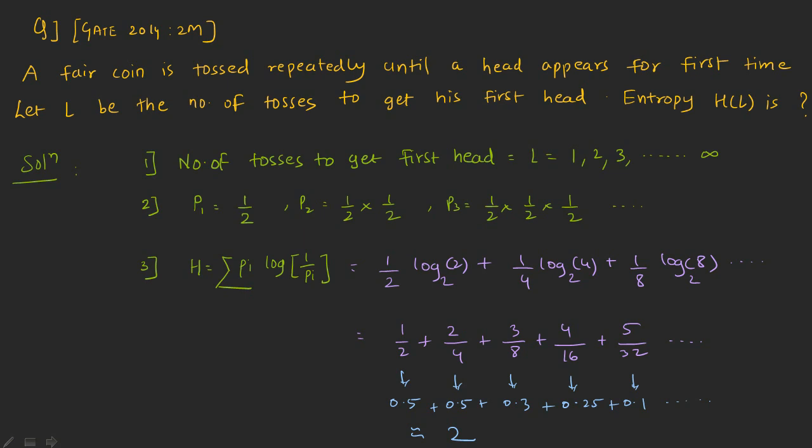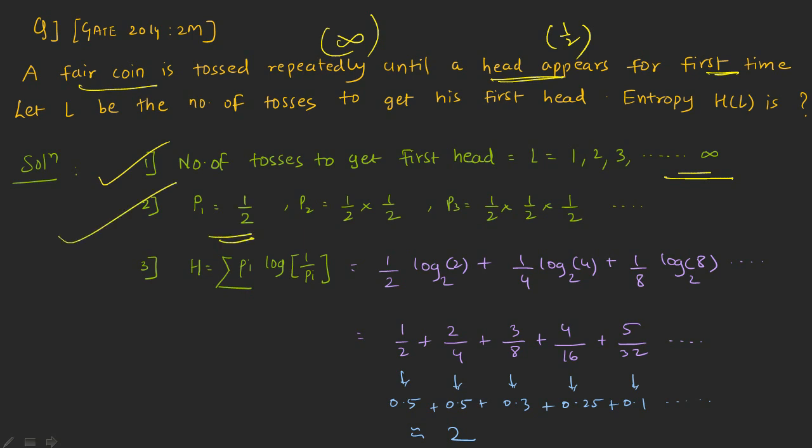A very interesting question, because no probability is given. Instead, they are telling that a fair coin is tossed repeatedly, so infinite times, until a head appears for the first time, which is also important. So the probability of a head appearing on a coin is half. The first point is the number of tosses: 1, 2, 3, up till infinity. Second point, the probability is half when we talk about the first toss.